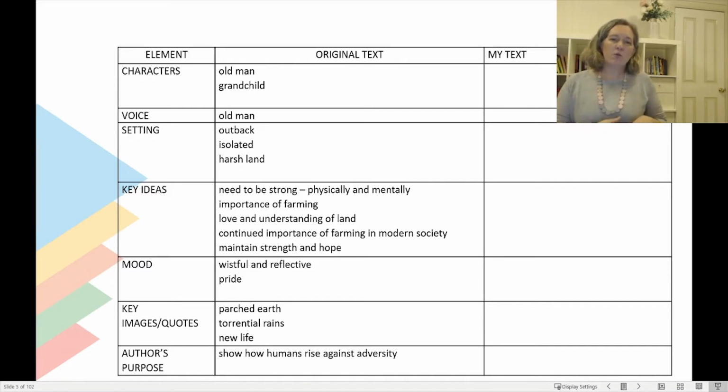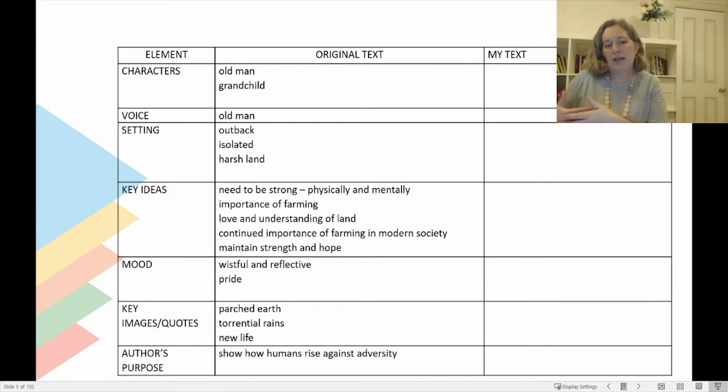So if that's what the original text is, then you've got to think about what you want to do in your own text. Are you going to keep it as an old man and a grandchild? If not, what's a similar sort of relationship that you could show there? Maybe you don't want to tell this story through the old man's voice. Maybe you want to tell this one through the child's voice, or maybe his wife's voice or somebody else's voice, so that we see a different perspective.